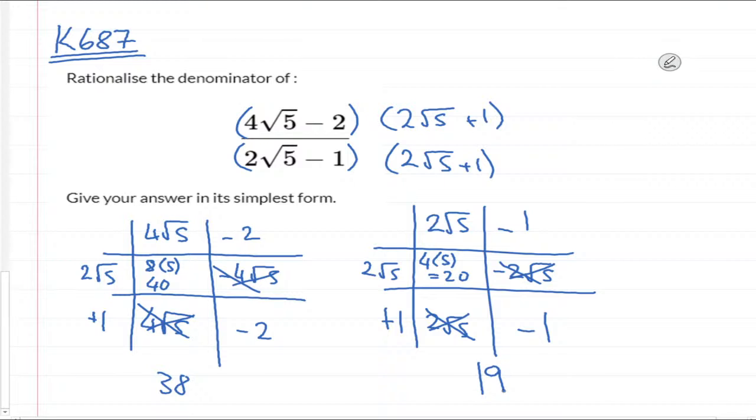So my top is 38. My bottom is 19. And what is 38 divided by 19? 2. Very conveniently. That doesn't always happen, okay? Usually there's a third on the top. Well done, everyone. You're amazing as always.